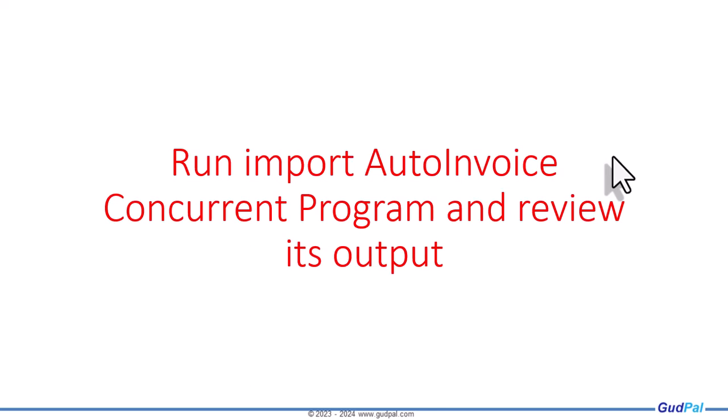Run import auto-invoice concurrent program and review its output. So for this, I'm going to go back to Oracle Fusion Cloud. Basically, the auto-invoice concurrent program is the one that is responsible for importing the data from order management and dumping it into auto-invoice interface tables, and then moving from auto-invoice interface tables into AR or receivables tables and creating the invoice. So let's see it in action.